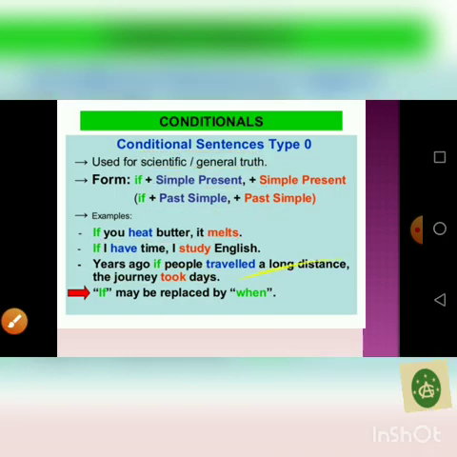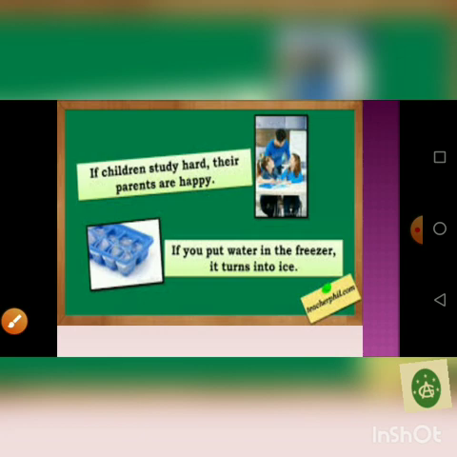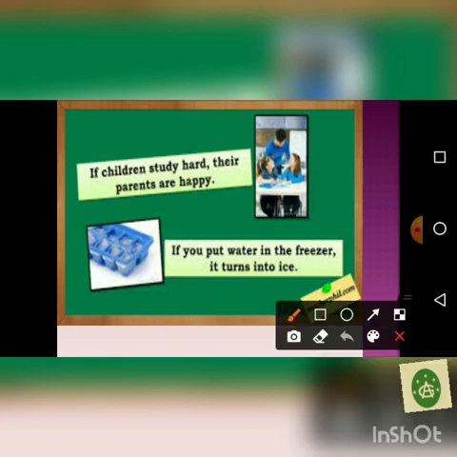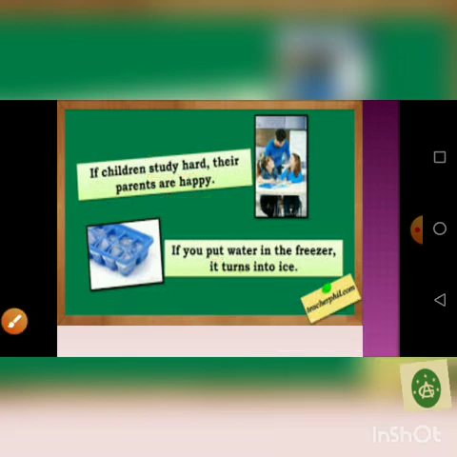Okay? This is simple present. You will see, if children study hard, their parents are happy. If you put water in the freezer, it turns into ice. These both are simple present. Study hard, are happy. Put, turns. Both are simple present.